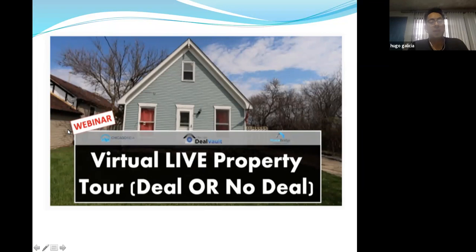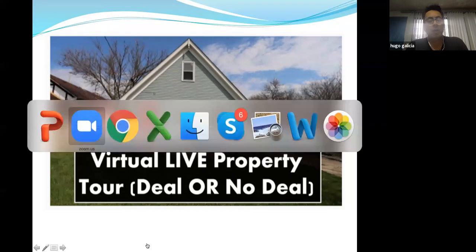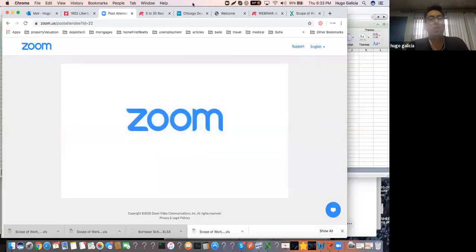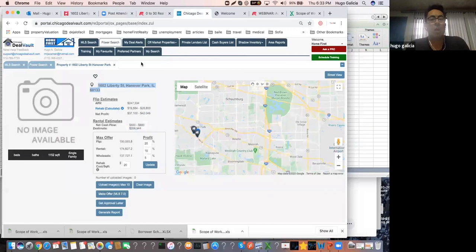Okay, so having said that, this is the subject property. The subject property is in Hanover Park, the one that you see on your screen. So let's go ahead and take a look at the property right now. First, we're going to be looking at the outside of the property. The location is 1602 Liberty Street in Hanover Park.